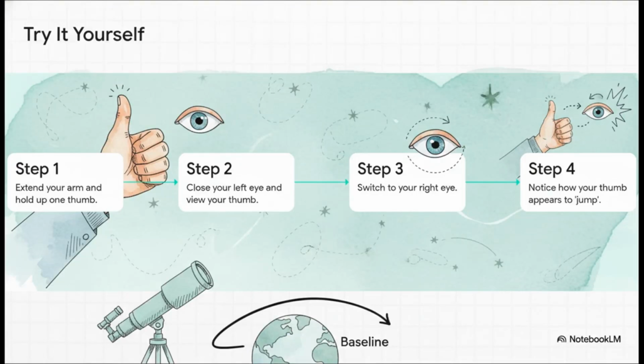Before we get to the formulas, you can demonstrate this for yourself right now. Just follow the steps on the slide. Extend your arm, hold up your thumb, and look at it first with one eye closed, then the other. That jump you see? That's the parallax shift. The distance between your 2 eyes serves as the baseline for the measurement. To measure the cosmos, we simply need a much larger baseline.